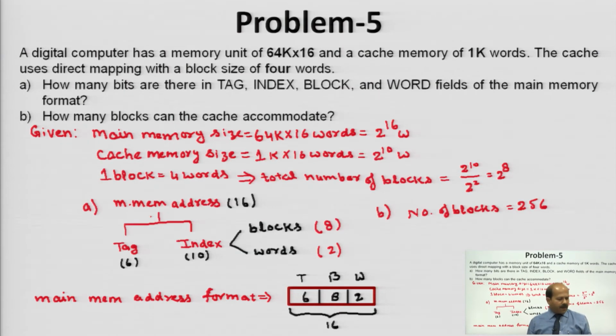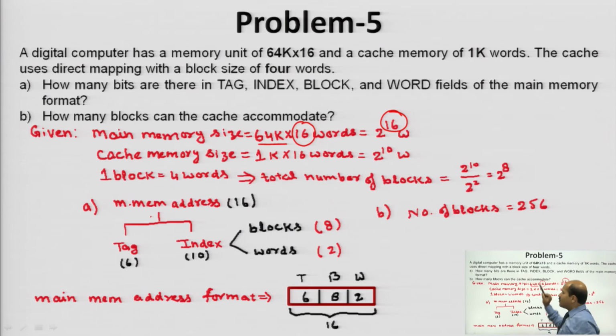Now, in the next part of this lecture, one more problem is given related to direct mapping. A digital computer has a memory unit of 64K cross 16. So, again main memory size is given as 64K, that means 2 to the power 16. Do not bother about the right portion, again it is a data part.